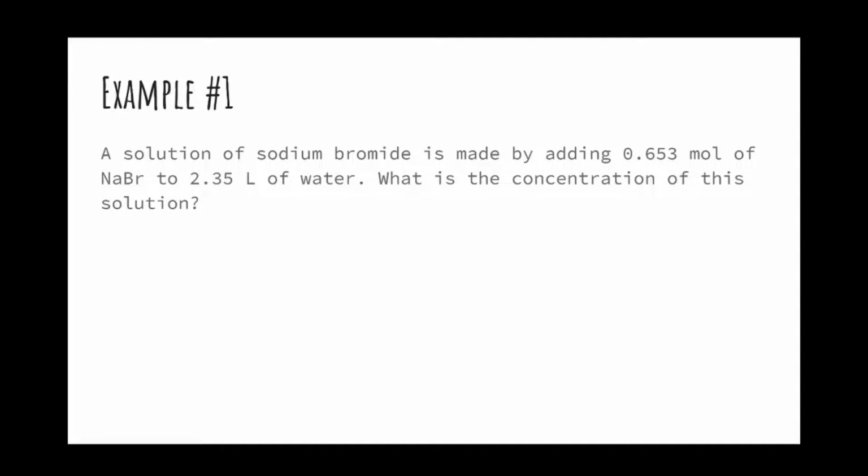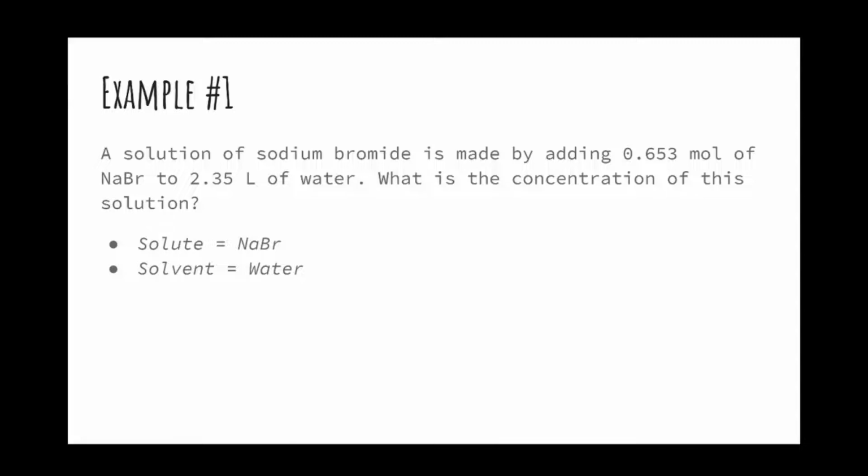A solution of sodium bromide is made by adding 0.653 moles of sodium bromide to 2.35 liters of water. What is the concentration of the solution? A couple of things I want to point out before we start identifying things. Our solute is sodium bromide, NaBr, and our solvent is water.